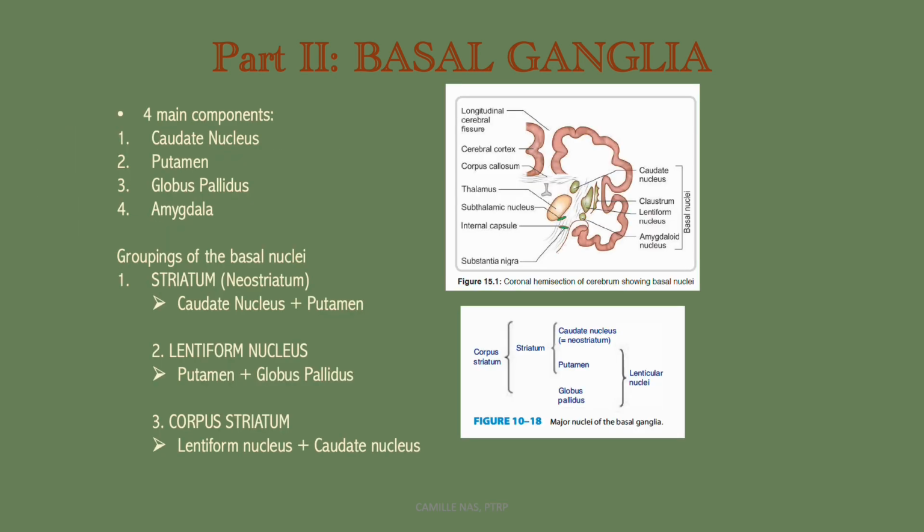So now we have the four main components of your basal ganglia. We have the caudate nucleus, the putamen, the globus pallidus, and the amygdala. So I want you to remember the groupings of these basal nuclei. First, we have the striatum or your neostriatum, which is a collection of your caudate nucleus and putamen. Your lentiform nucleus, you have your putamen and the globus pallidus. And for your corpus striatum, it's the lentiform plus caudate nucleus.